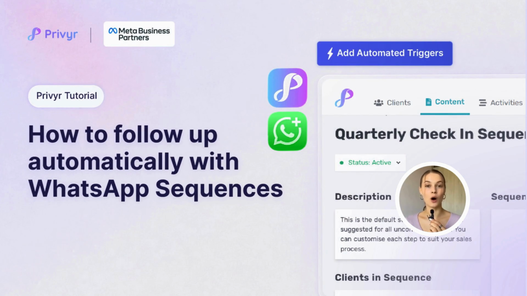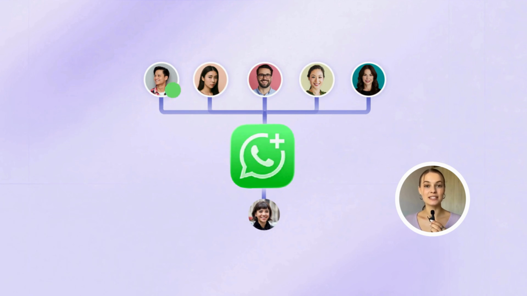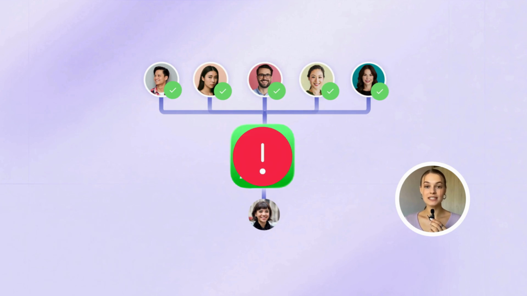What if there was a way to automatically message new leads on WhatsApp and then keep following up over weeks or even months until they're ready to buy? Everyone knows the key to closing deals is consistent follow-ups. But when you're managing hundreds or thousands of leads, doing that manually just isn't realistic.